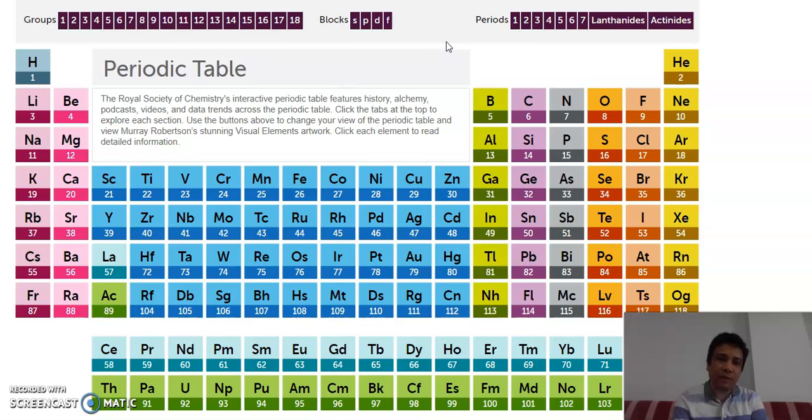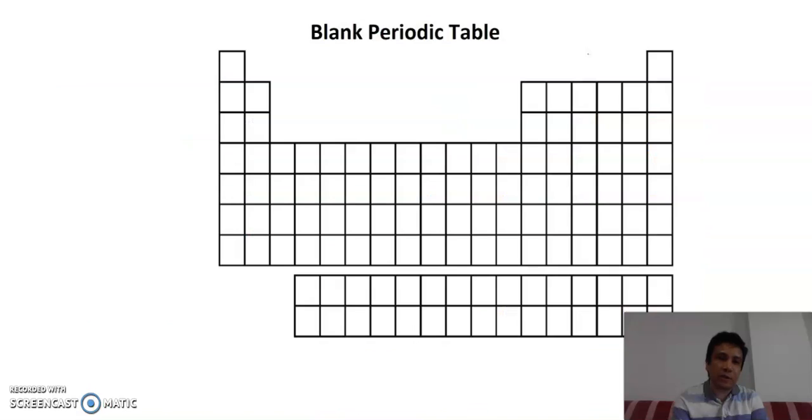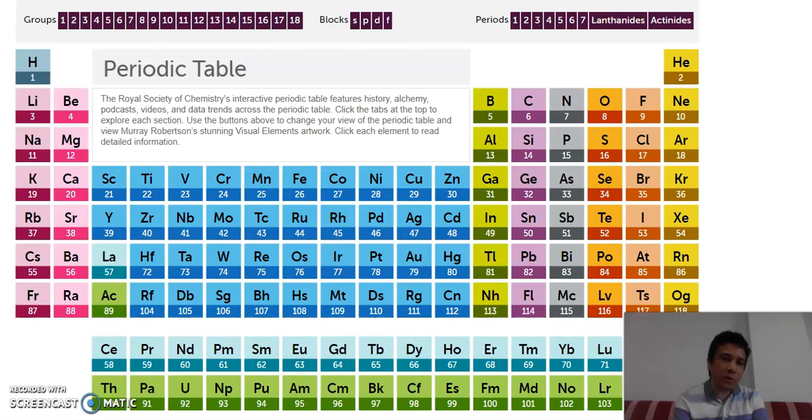In the periodic table there are some horizontal rows and vertical columns. Vertical columns are known as groups and horizontal rows are known as periods. In the modern periodic table, there are 18 different groups named 1, 2, 3, 4, up to 18, and 7 different periods, 1, 2, 3, 4, 5, 6, 7.